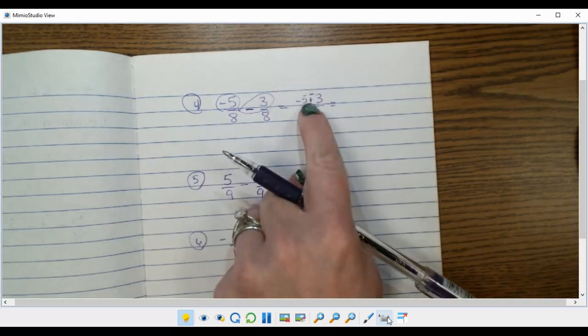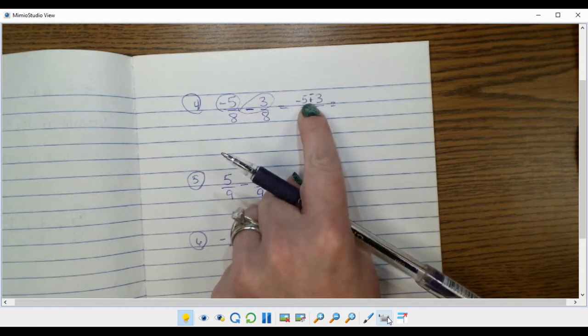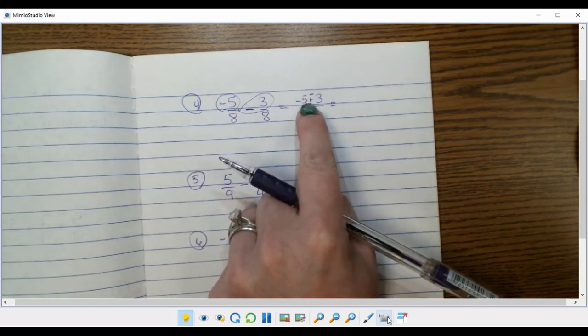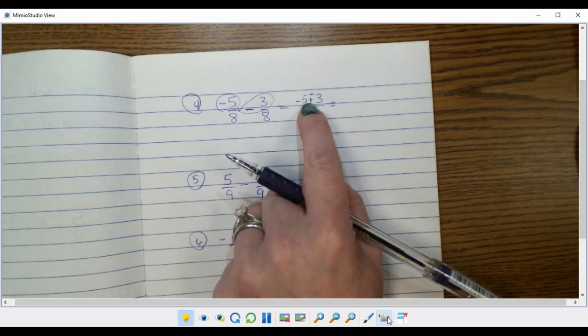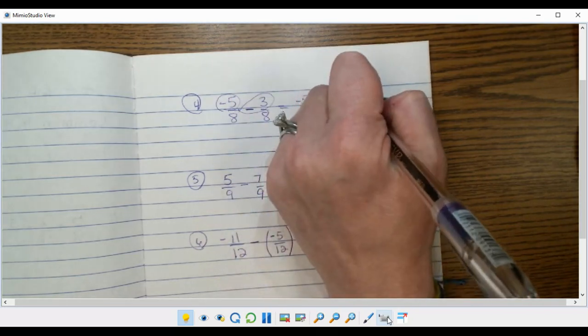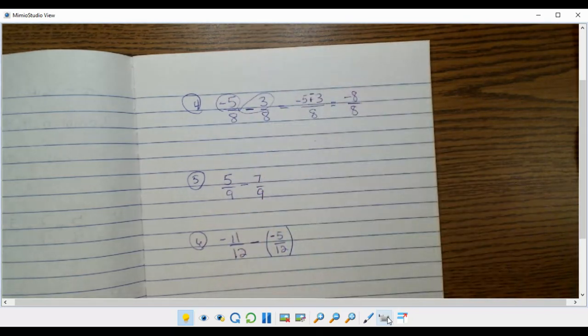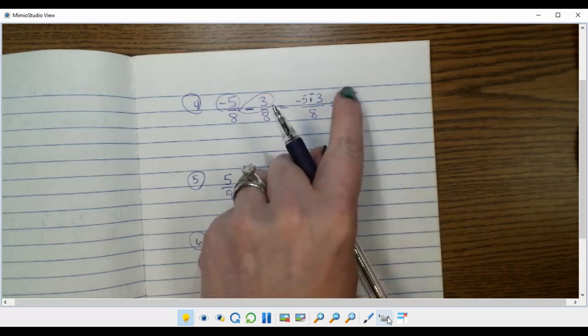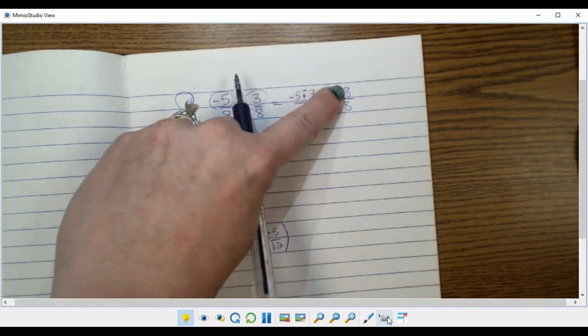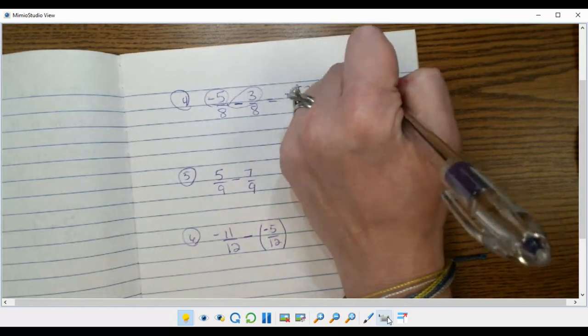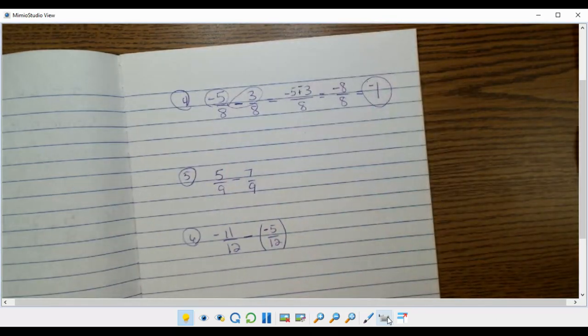In any case, I've done my 2-stroke, I've turned it to addition, and my signs are the same. When I have the same sign, I add. So this becomes -8 over 8. Please don't leave it like that. You know that can be simplified. If I didn't have the negative sign, 8 over 8 would be +1. So because I have the negative sign, my answer is -1.